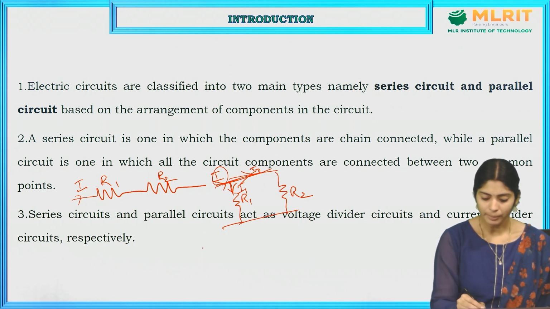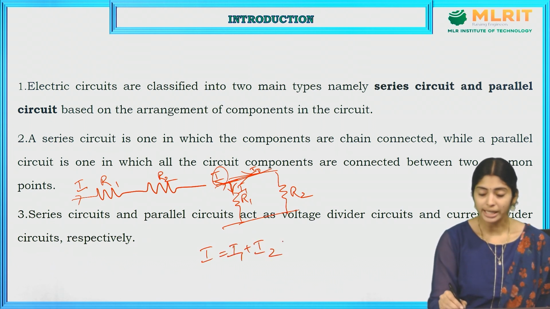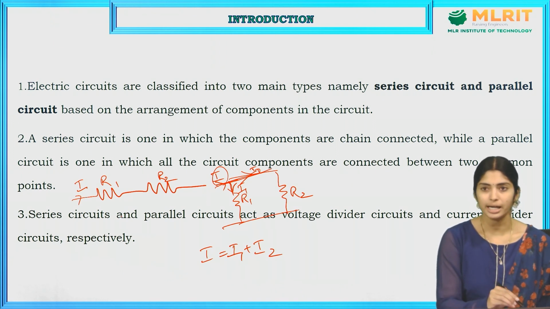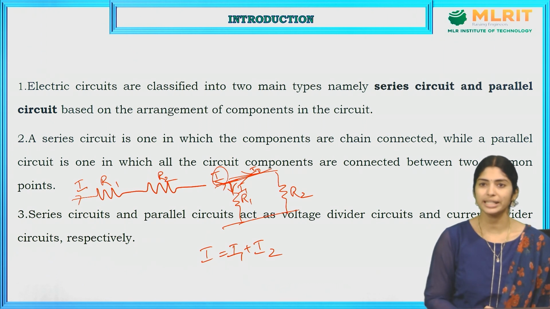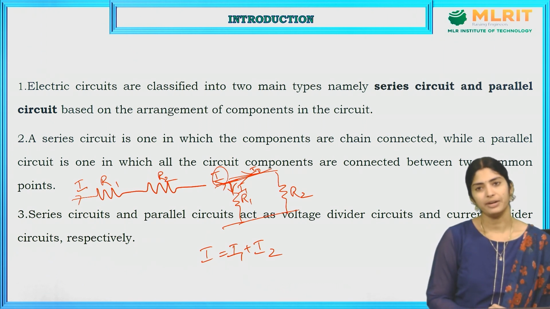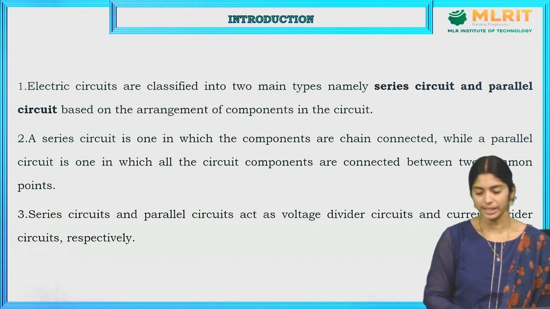So in the parallel circuit, I equals the total sum of currents, I1 plus I2. The current division takes place in parallel circuits, but in series circuits the current will be the same throughout. That is the difference between series and parallel circuits. These series and parallel circuits will act as voltage divider and current divider circuits. Now let us see how they can be used as voltage divider and current divider circuits.